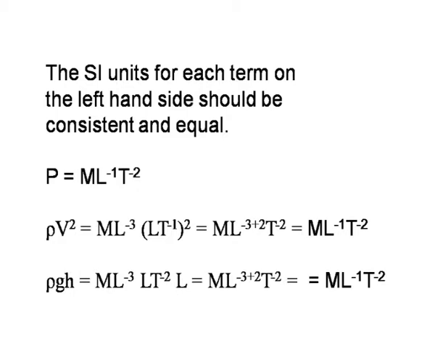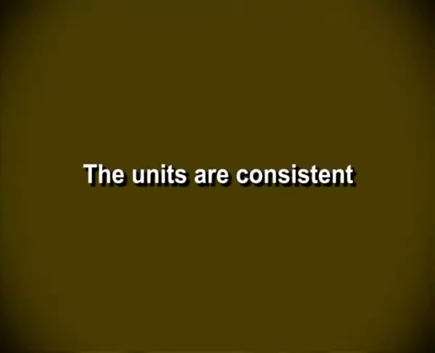The units of the right hand side must be the same, hence the constant will always have dimensions of m times L power minus 1 times T power minus 2. That is, the units are consistent. Dimensional homogeneity is a useful tool for checking formulae.